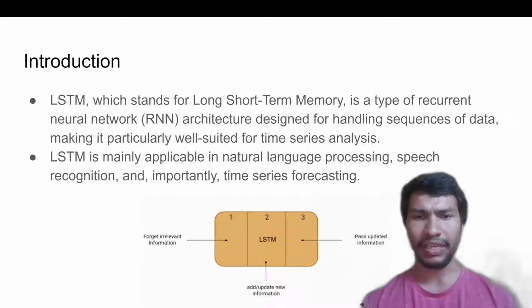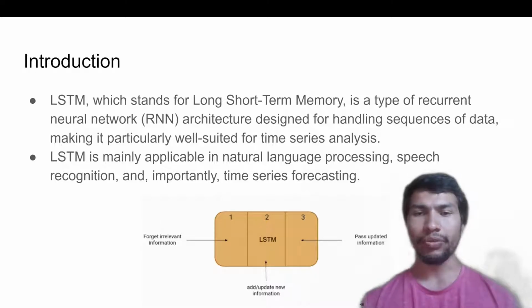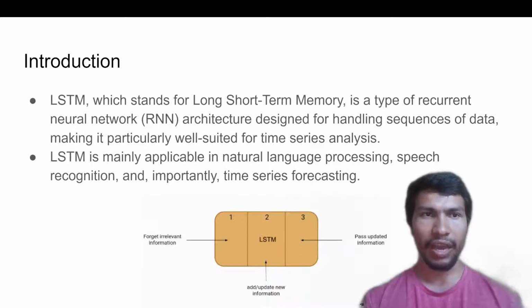The diagram below shows the very basic concept of the LSTM model. There are mainly three steps. The first thing is it will try to forget the irrelevant information, and then in the second step it tries to add or update the new information, which is achieved by training the model. Then it will pass the updated information to the model, loop it, and run it several times to get the best accuracy. So that's how it works.